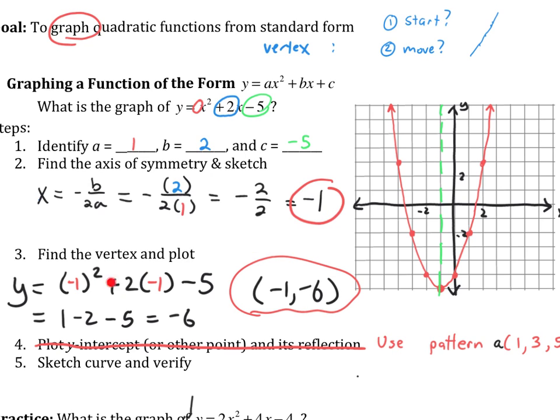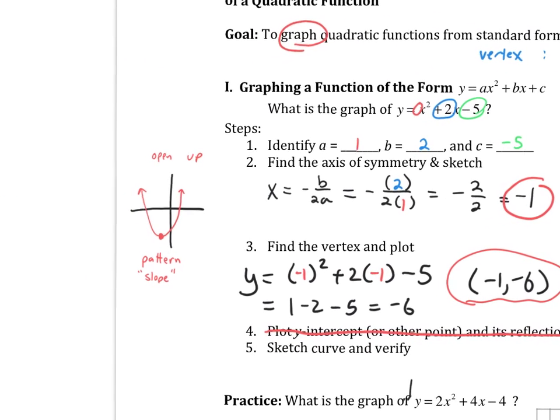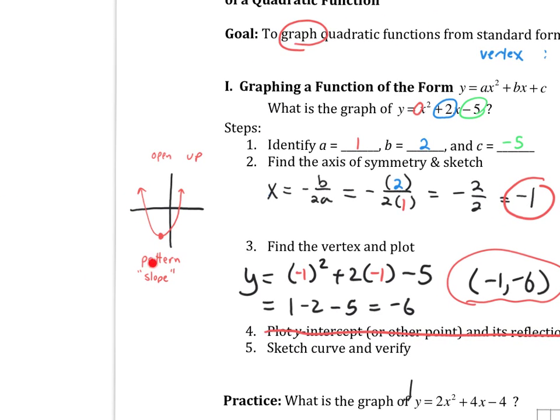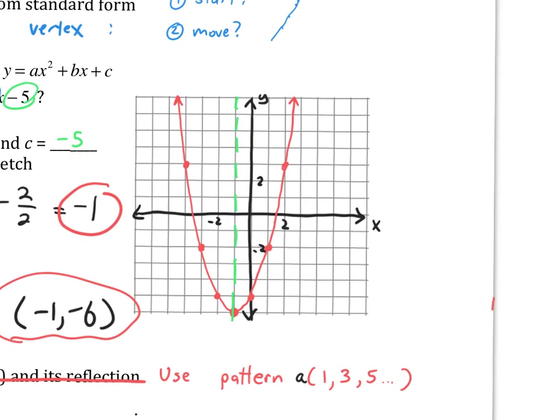Next, we substituted into the function to find my vertex. We plotted that. I also used the A to figure out which direction I'm going so I can make a sketch. Then I set up my coordinate plane and used the pattern A times 1, 3, 5, etc. And just plotted it out. Remember, the reflection means I only have to do the pattern on one side and just reflect it on the other.